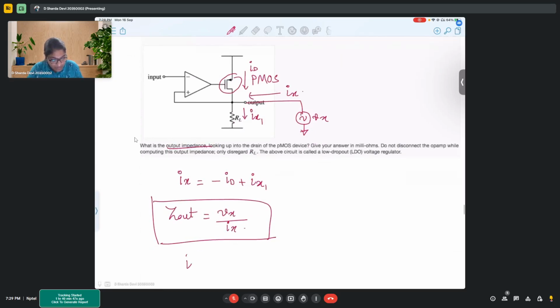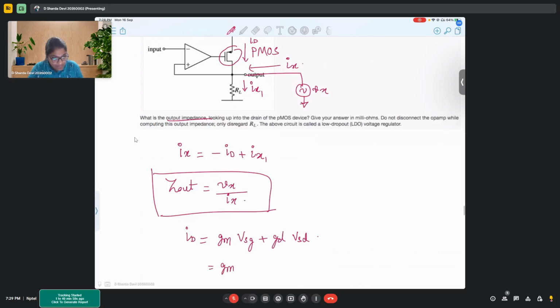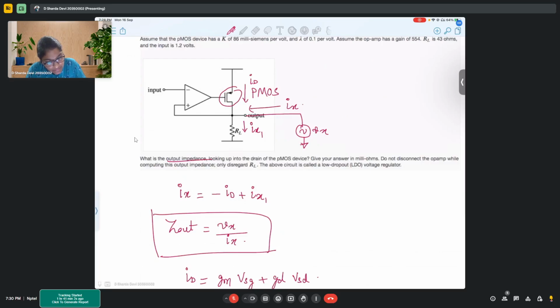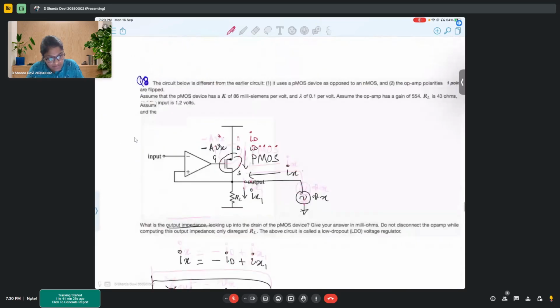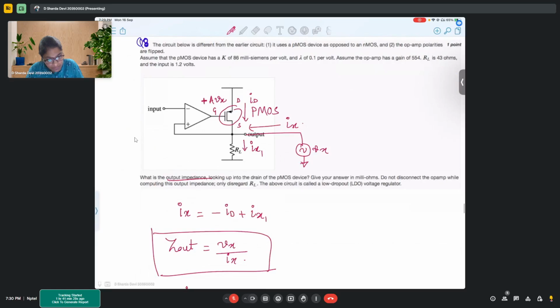And here again, the small ID would be Gm Vsg plus Gd Vsd. So this is drain, source, gate. So again, here you would have A times Vx minus A times. Okay, now here the terminals have been changed. Yes, here terminals have been changed. So this is 1 plus.